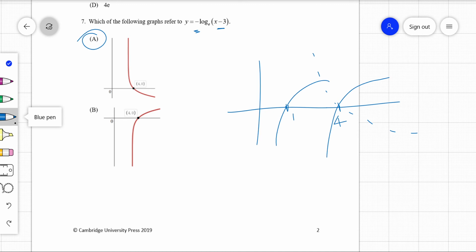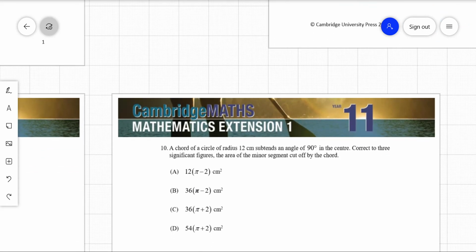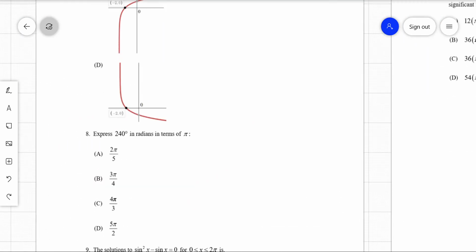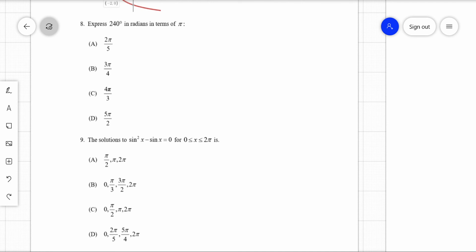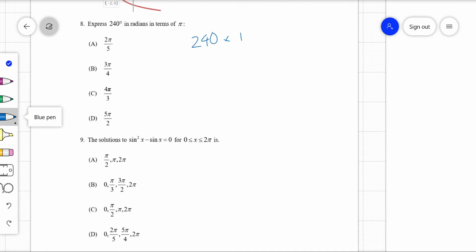Alright, now number 8, where is number 8? Oops, here we go. Number 8, we want to go from degrees to radians, so remember we times by pi on 180. 24 on 18 is the same as 4 on 3, so it's 4 on 3 pi. Alright, 4 pi on 3. 4 on 3, lots of pies.